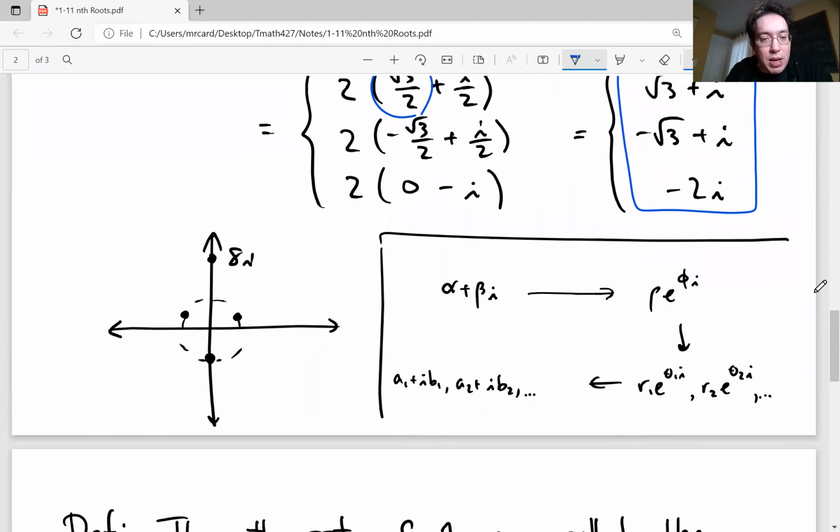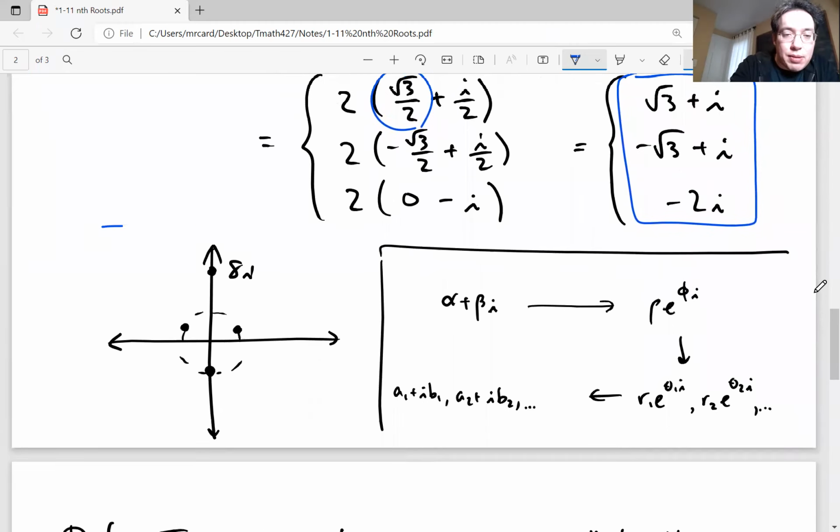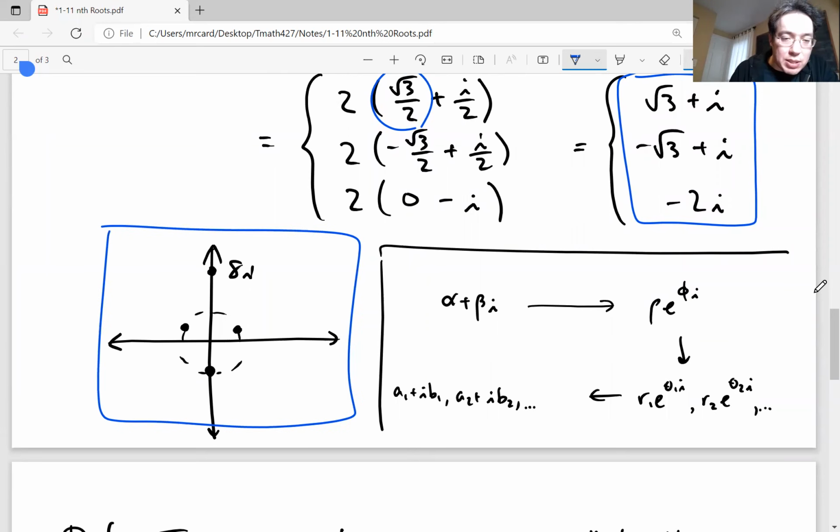Okay. If I graph it in the complex plane, that's what it looks like. That's the 8i here. This is a circle of radius 2. And there are 3 angles here that are equally spread apart. The bottom one is exactly on the negative imaginary axis.